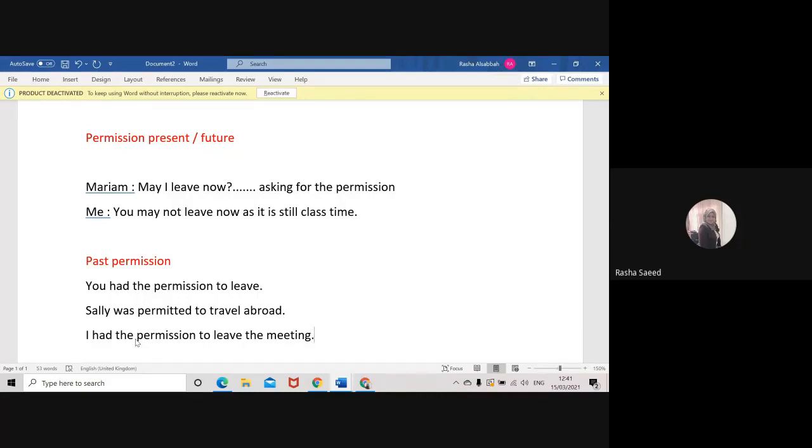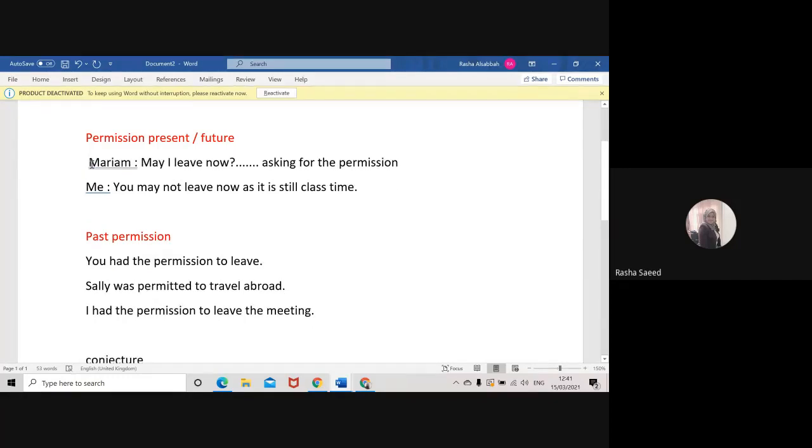Perfect. Do you notice the difference, students? So here, when you are referring to permission, whether this permission is in the present or in the future, you use may. Okay? And when you're talking about the permission which is in the past, you don't need a modal. Okay? Okay, doctor.